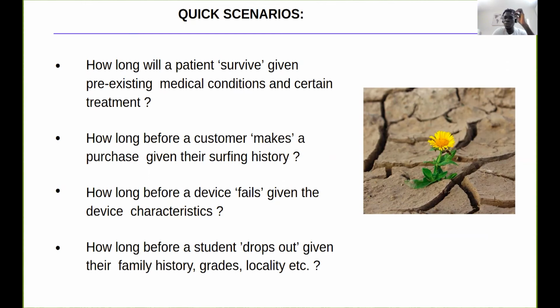Why can't I just build a normal model? Why must I use a survival model? We are going to actually get to that. I have a slide that we're going to look into to account for why survival models are actually the best for this kind of model, for this kind of topic. So how long before a student drops out given their family history, grades and locality?